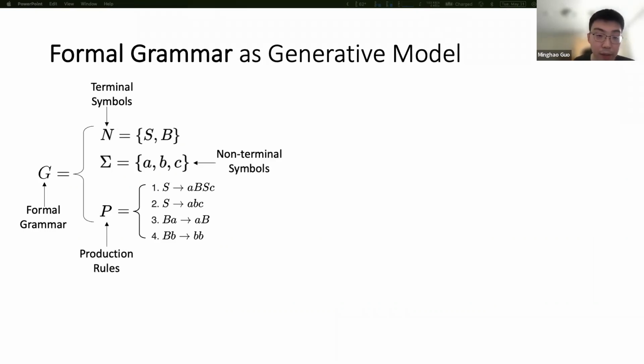For those people who are not quite familiar with this concept, a formal grammar describes how to build a string from a language's alphabet using a set of production rules, given a set of terminal symbols and non-terminal symbols. Here we use this capital letter N to denote the set of non-terminal symbols, which are all capital letters. We also use sigma to denote the terminal symbols, which are all lowercase letters. And each production rule has both a left-hand side and a right-hand side. These rules essentially tell us how to produce strings in an iterative manner.